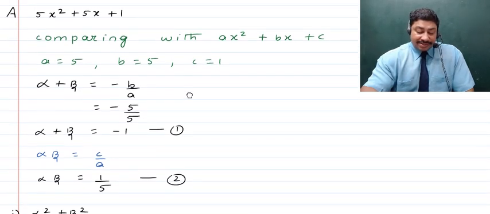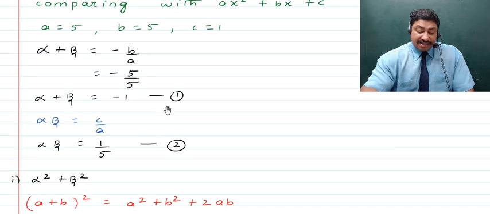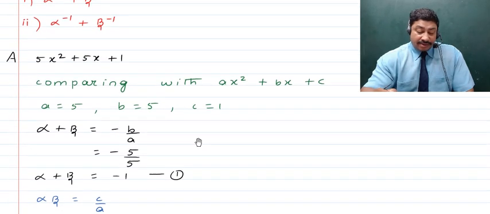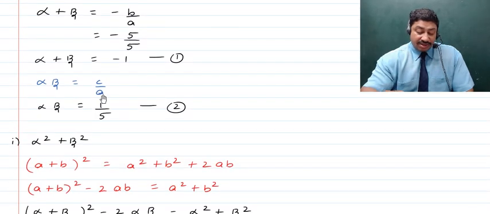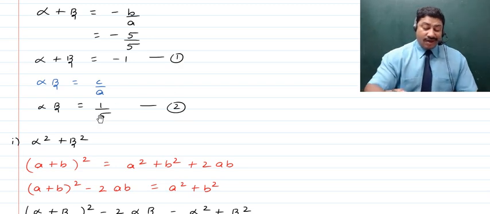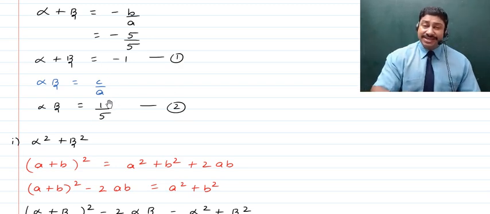Okay, next now, after we get the value of alpha plus beta, which becomes our first equation, we will get to the second equation, where we'll talk about alpha beta by the theory of equations formula to be equal to c upon a. We have the value of c, which is 1, and we have the value of a, which is 5. As such, this becomes equal to 1 upon 5, and that then becomes the second equation. Now you have to solve both of these equations simultaneously to get the value of alpha and beta, right?